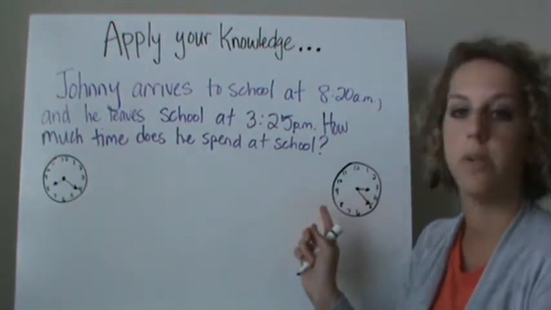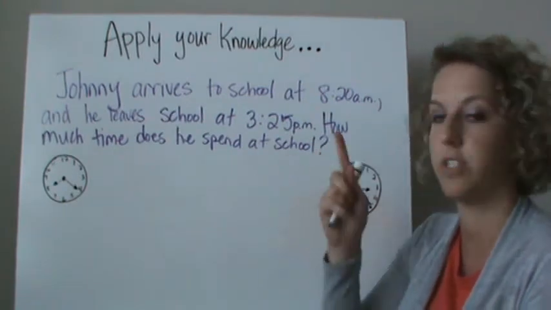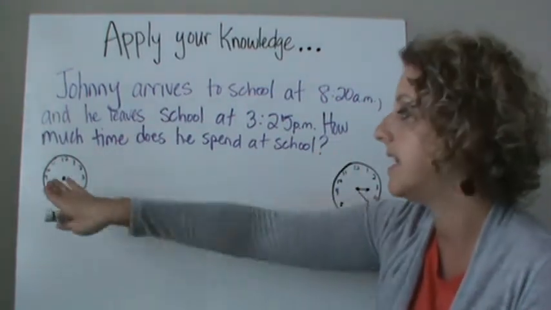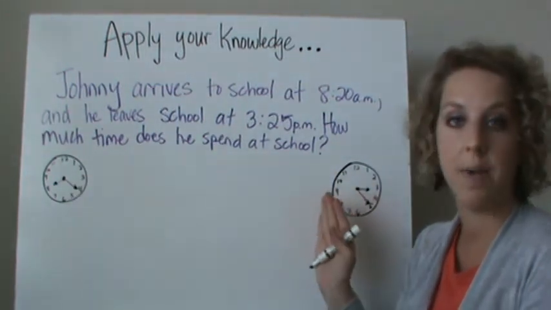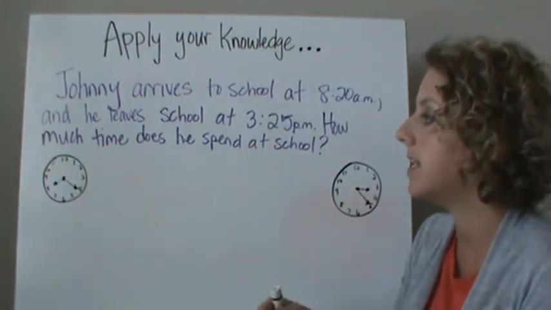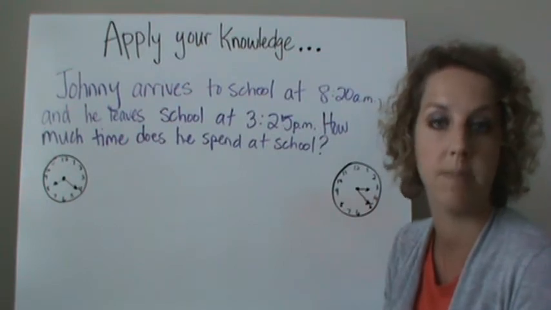Now on the clock you don't see a.m. or p.m. because the clock just keeps going around and around and around. It doesn't actually show a.m. or p.m. on this type of clock because it doesn't require that. Now some watches might have a.m.